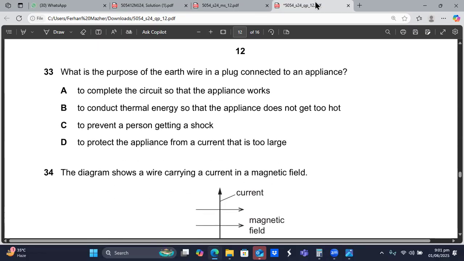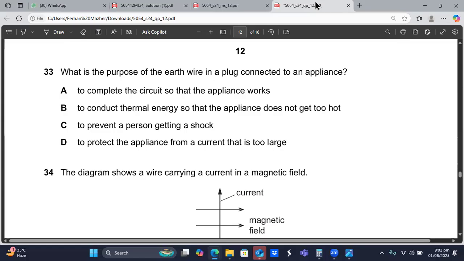Okay, so we are going to the next question, that is 33. What is the purpose of the earth wire in a plug connected to an appliance? To complete the circuit so that the appliance works? No. To conduct the thermal energy so that the appliance does not get too hot? No, no. To prevent a person getting shocked? That is one reason why we use earth wire. And to prevent the appliance from a current that is too large? That is also true.